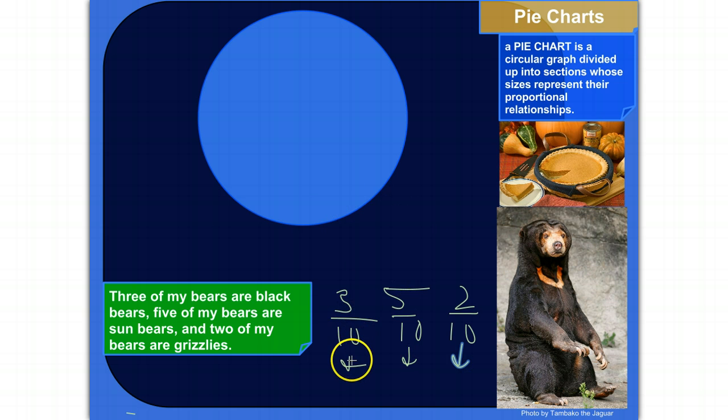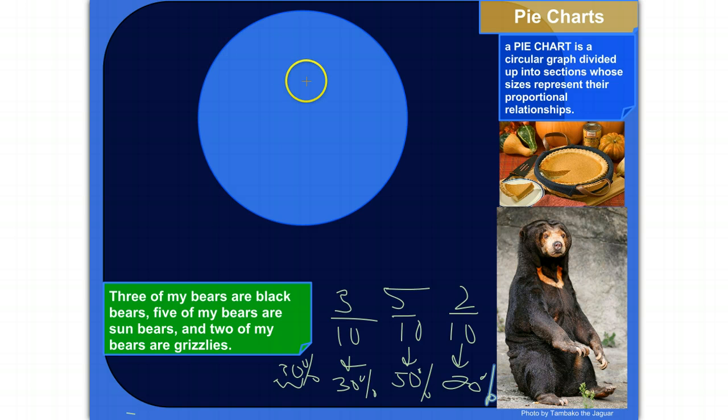So 3 out of 10 is equal to 30%. What you do is just divide 3 by 10 and get the decimal. That'd be 0.3. And then you move the decimal 2 places to the right to get the percentage. So 30% of my bears are black bears, and then 5 out of 10 would be 50%, and 2 out of 10 would be 20%.